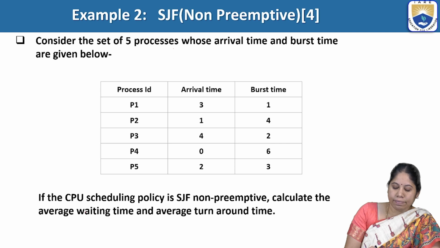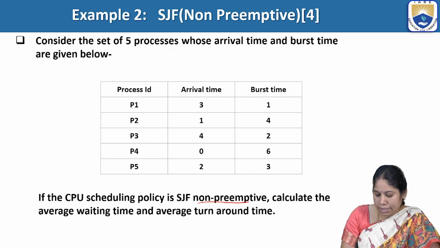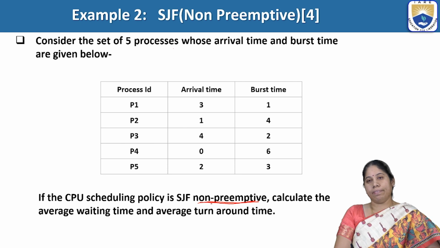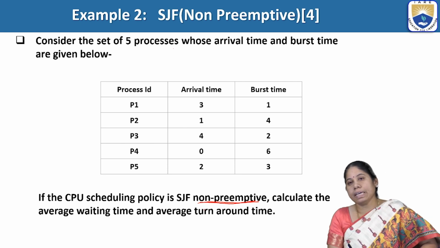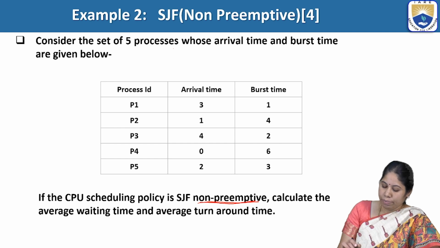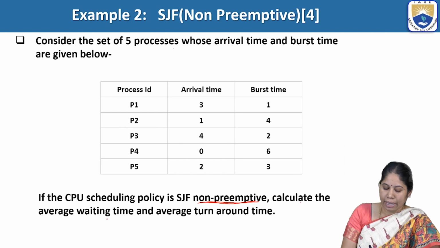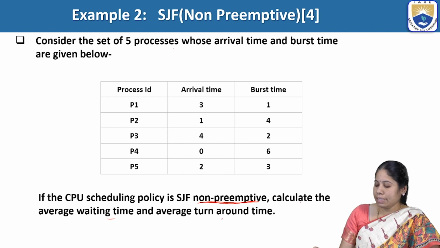If the CPU scheduling policy is SJF non-preemptive, in examinations you should be cautious about what mode they have given, either the preemptive version or the non-preemptive version. Based on that, you have to try to solve the problem. In this problem, we are solving using the non-preemptive version. Calculate the average waiting time and average turnaround time.